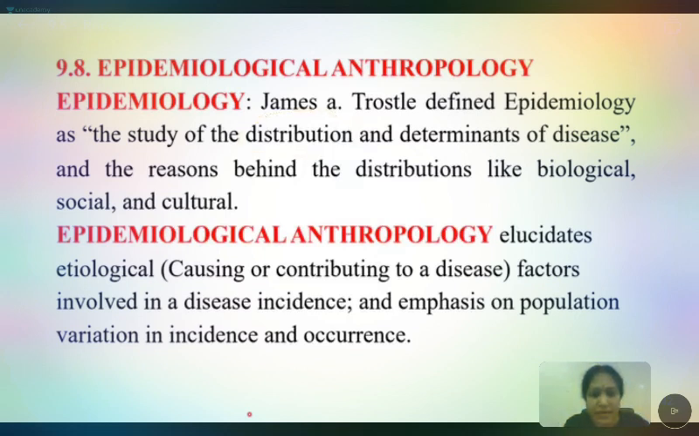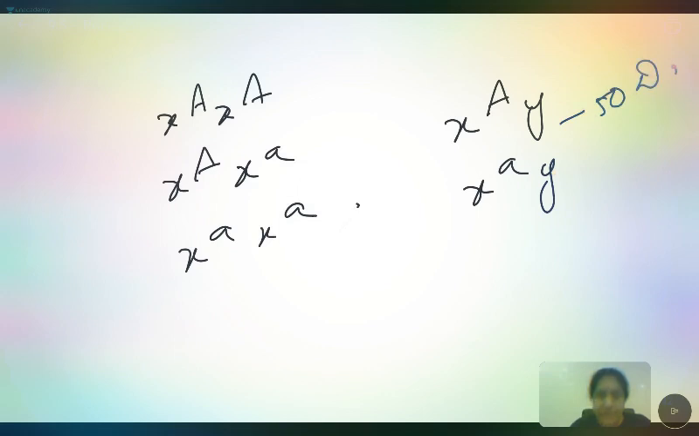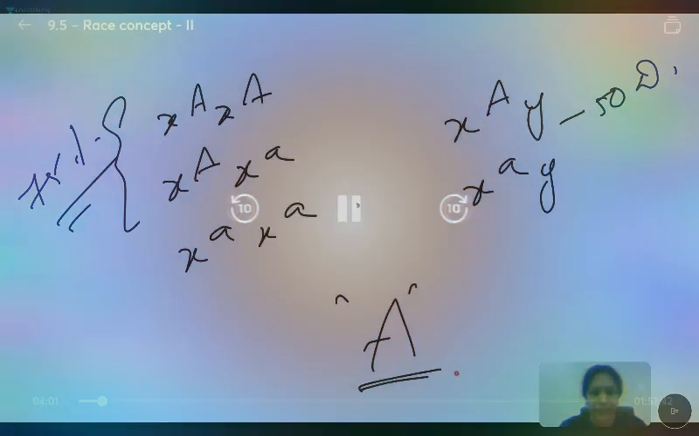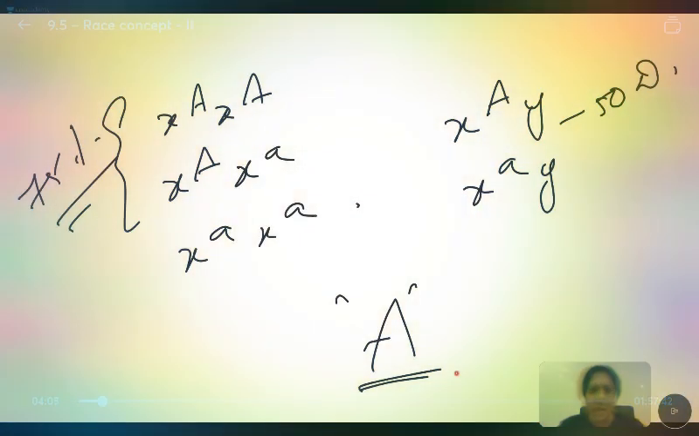I hope you remember this: X capital A, X capital A, X capital A, X small a, X small a, X small a. These are the three types of females. Males can be X capital A Y or X small a Y. So it means only 50% diseased here, 75% diseased there. So X-linked dominant disease caused by capital A is more common in males or females? Those who said males simply thought, I will type M or F, and there is a 50% chance it will be correct.